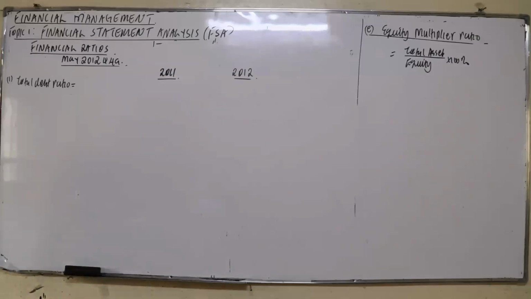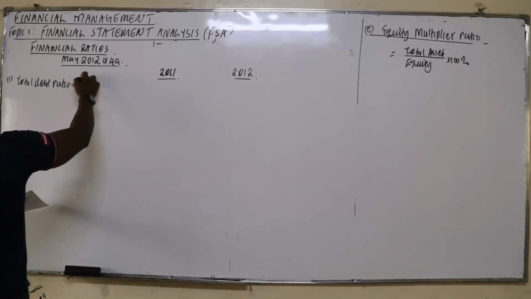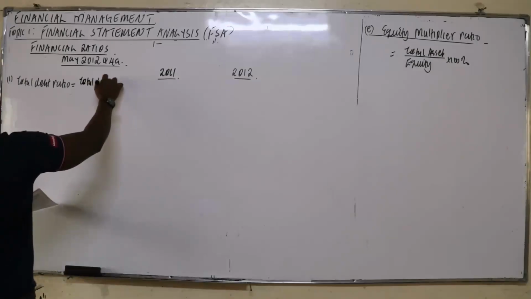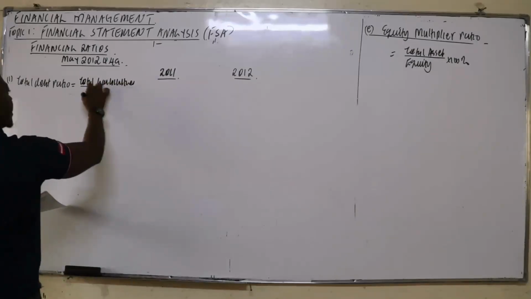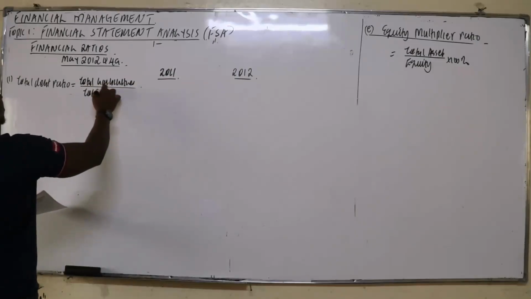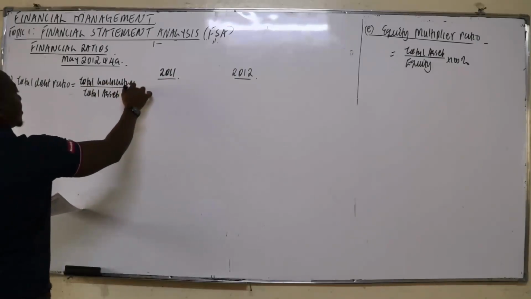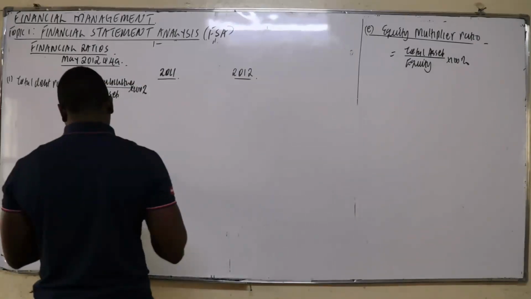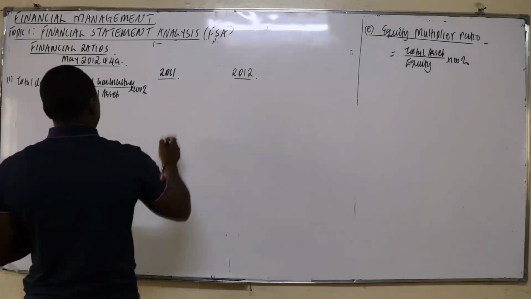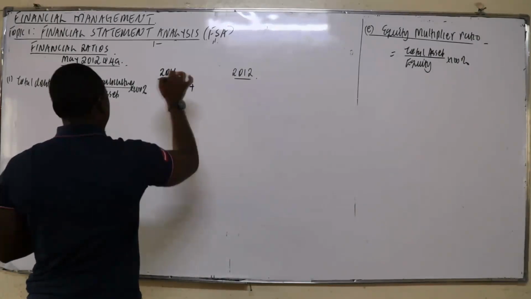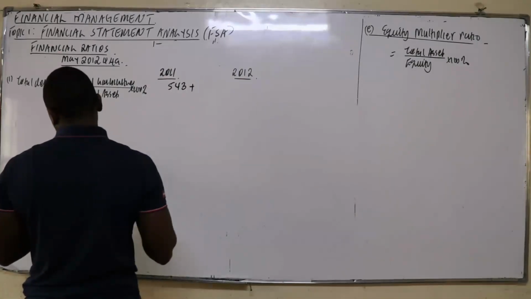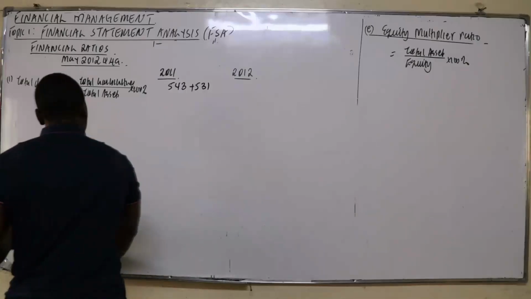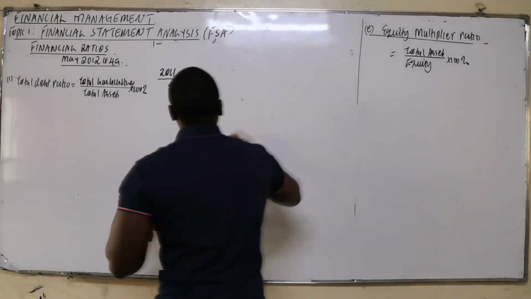So how do we get the total debt ratio? It's also known as the financial gearing ratio, whereby you take the total liabilities, both the current and non-current liability, you divide by the total assets, then you multiply by 100. So for 2011, for the total liabilities, we have total current liability, which is 543. Then you add the long-term debt, which is 531. That's for 2011. 2012, we do the same.